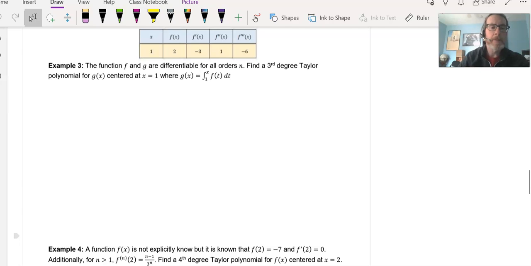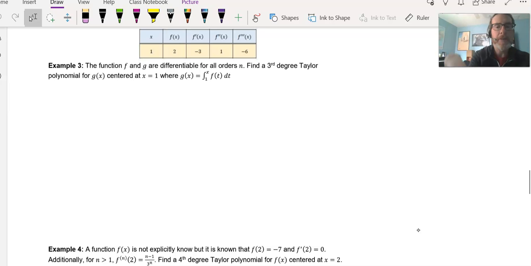Hi, this is going to be a recording for the rest of the examples from our Taylor polynomial approximations notes. This third example is a tabular or table example, and these are very common on the AP exam, so we want to talk our way through how we would generate the polynomial and what else they might ask us to do with it.